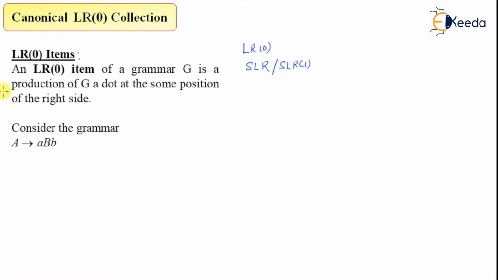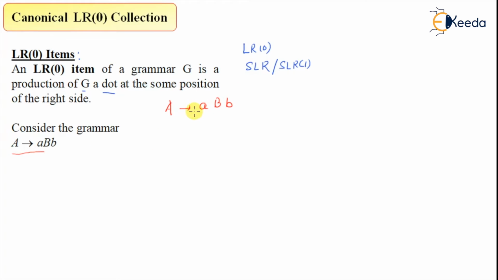Definition wise, an LR0 item of a grammar G is a production of G with a dot at some position on the right side. So we have to put a dot at some position on the right hand side. I don't think definition wise there is any complication, but to understand the meaning of it, this is the simple production rule I have taken here. It says A derives small a, B and then b.